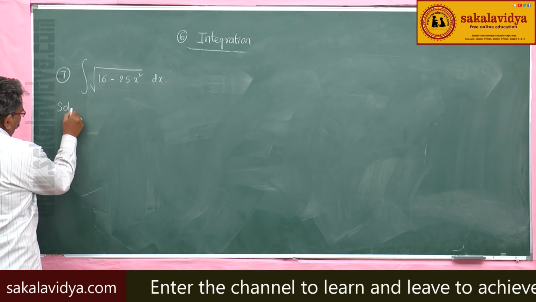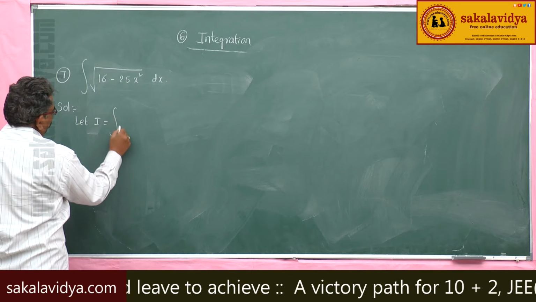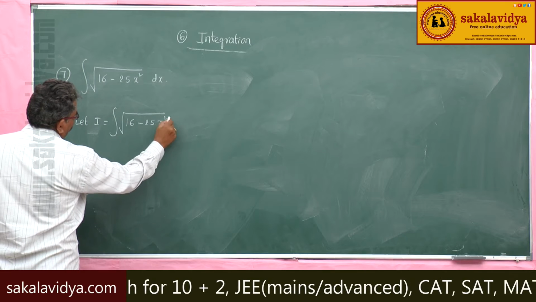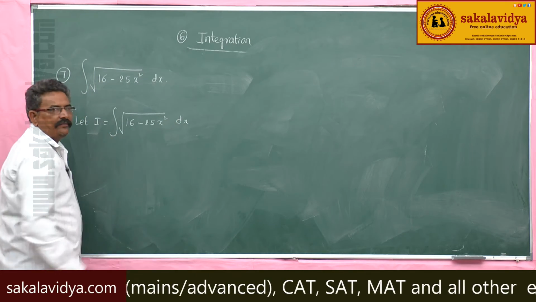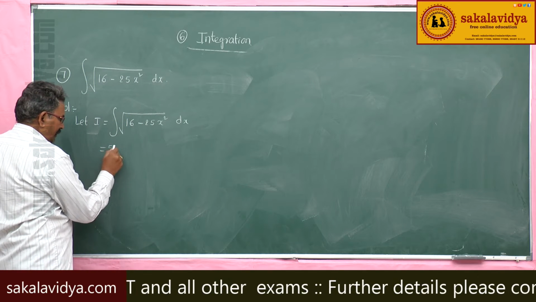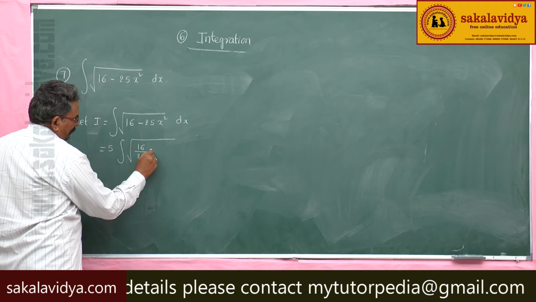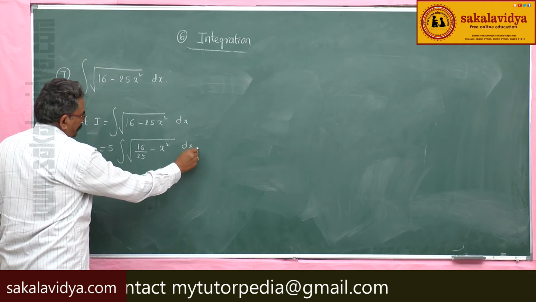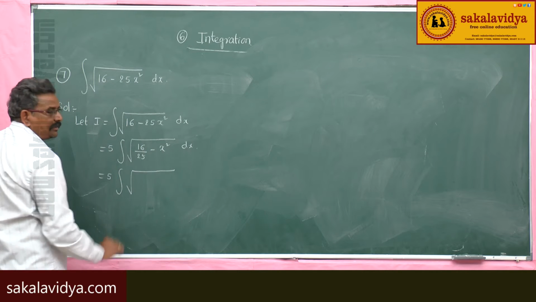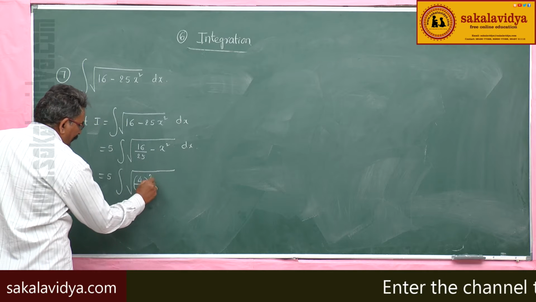Now, solution. Let I is equal to the integral of root of 16 minus 25x square dx. Let us take 25 common. Root of 25 is 5. So, 5 times the integral of root of 16 by 25 minus x square dx. This 16 by 25 can be written as (4 by 5) whole square, minus x square dx.